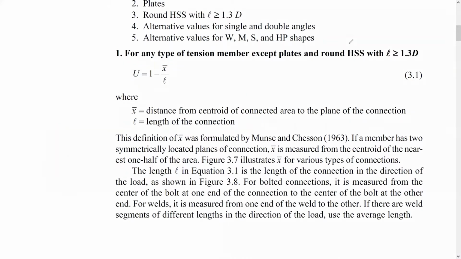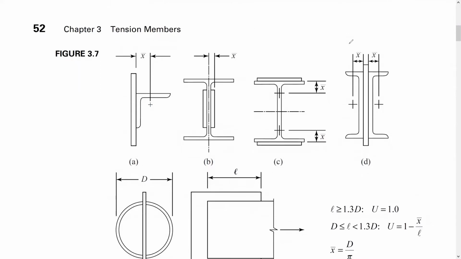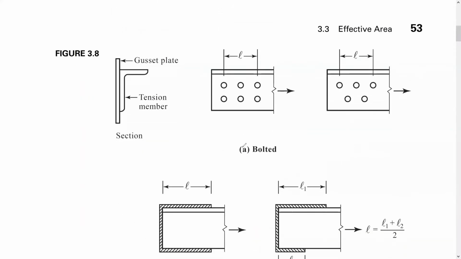Let's move on and see how to do both, which is here. If you see here, guys, as I told you, this is, let's say, an angle, and this is the connection, let's say by welding or by bolting. So this is the centroid of this, and this is the plane of connection. So this is X bar. As we have many different cases for how to find this, here and here, this is going to be okay with the steel manual, which you can find. For the length of connection, let's move to figure 3.8, and you will see here.